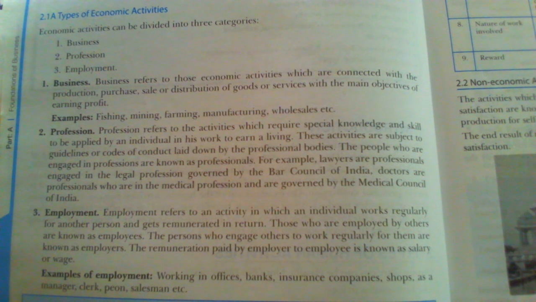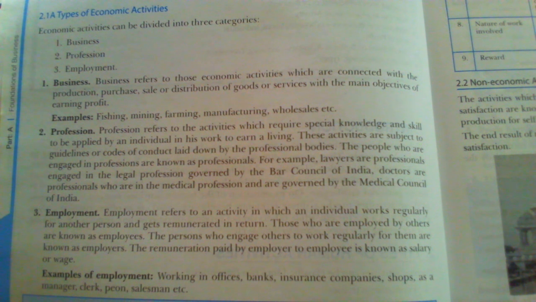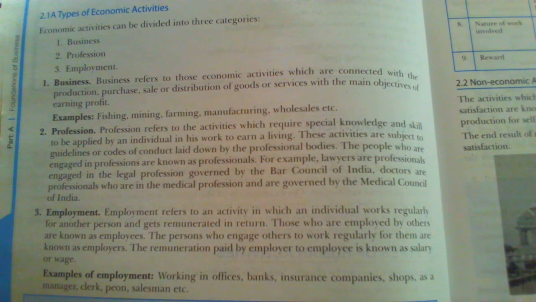Types of economic activities. Economic activities can be divided into three categories. Number one, business. Next, profession. Next, employment. Business. Business refers to those economic activities which are connected with the production, purchase, sale, or distribution of goods or services with the main objective of earning profit. Examples: fishing, mining, farming, manufacturing, wholesale, etc.